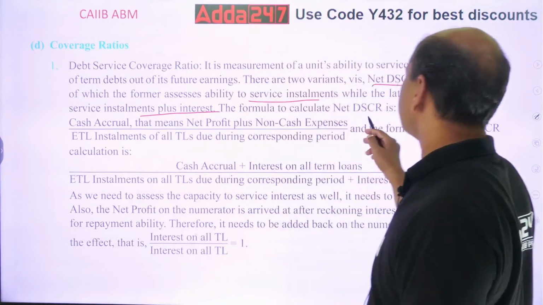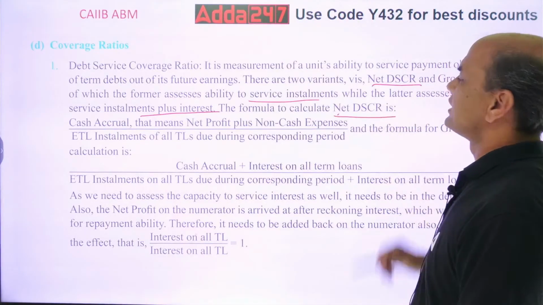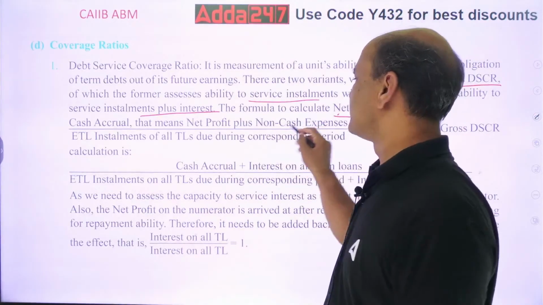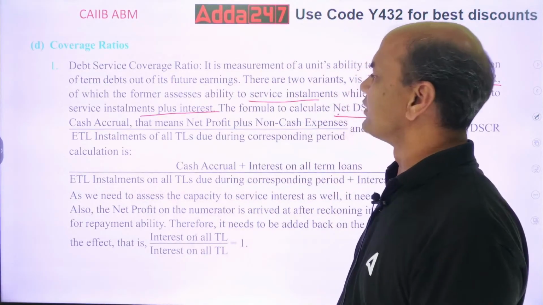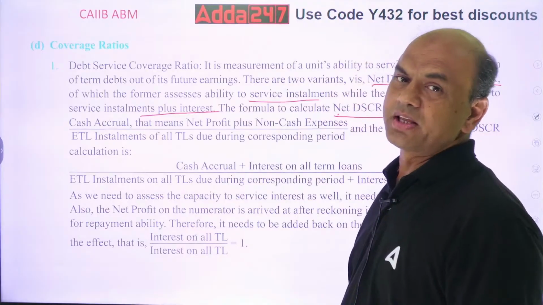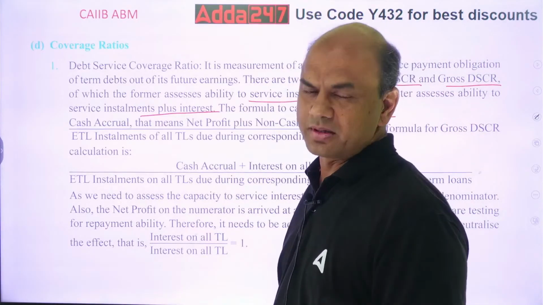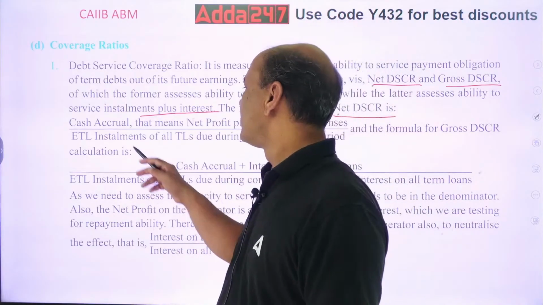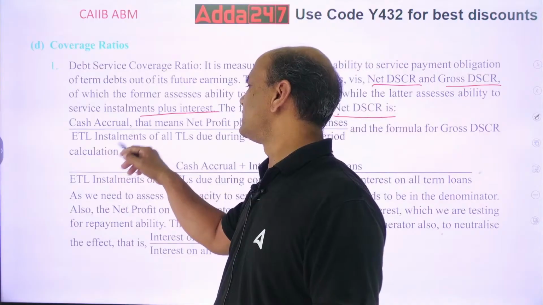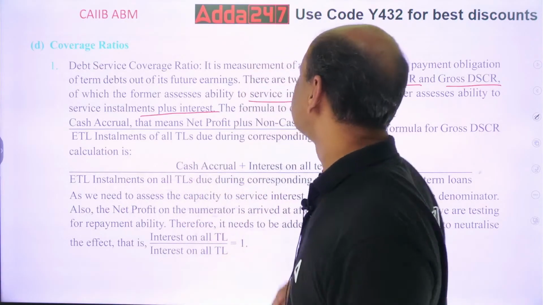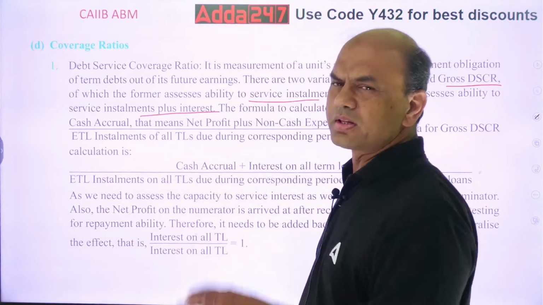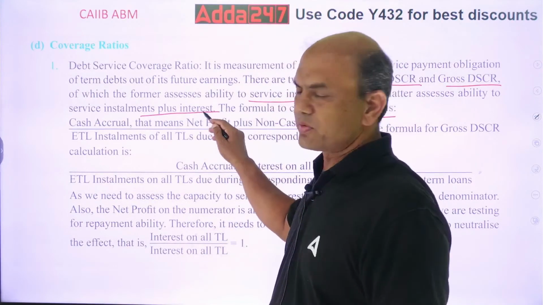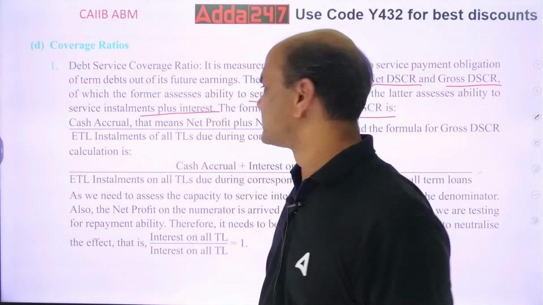The formula to calculate net DSCR is cash accrual, that means net profit plus non-cash expenses, upon ETL. ETL means equated term loan, EMIs for term loan, basically EMIs: equated term loan installments of all the term loans during the corresponding period. So all the EMIs which I am paying, that will be the division over here. So cash accrual upon all the installments.